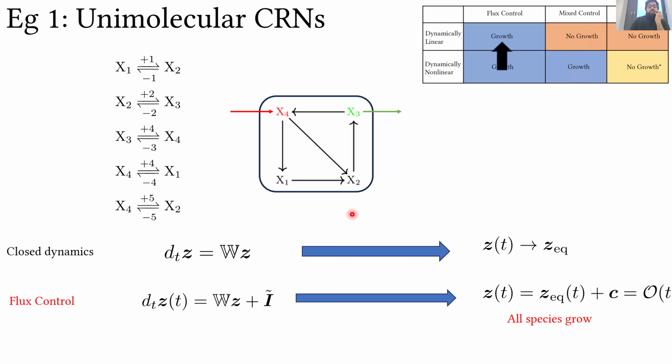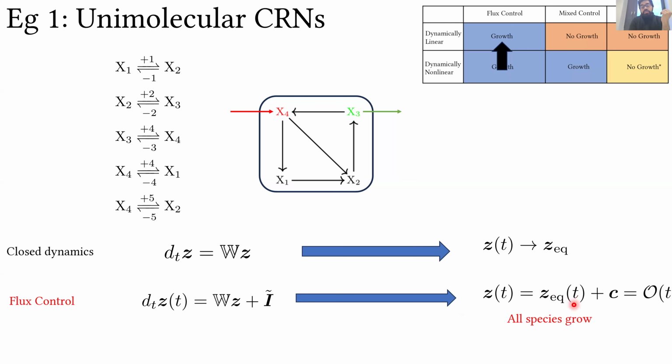For a closed unimolecular network, the rate equation takes this form, where now it's a matrix equation. You can solve it exactly, and you can show that Z reaches an equilibrium state. This equilibrium state is a right null eigenvector of W. But in flux control, the equation gets modified as W plus a constant vector. And now you can show that at every time T, Z is some Z equilibrium of T up to a constant.